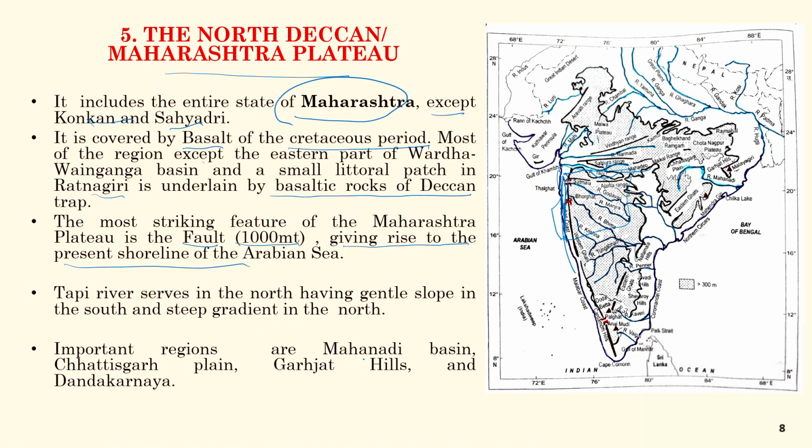Important regions of the Maharashtra Plateau are the Mahanadi Basin, Chhattisgarh Plain area, Garjat Hills and the Dandakaranya region. The Dandakaranya region is one of the backward regions considered under the planning regions. So we would be looking at this in detail once we come to the last week of this course.